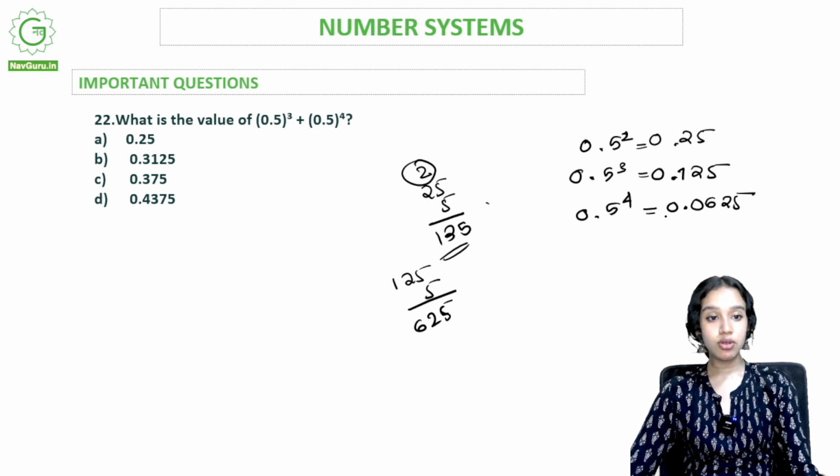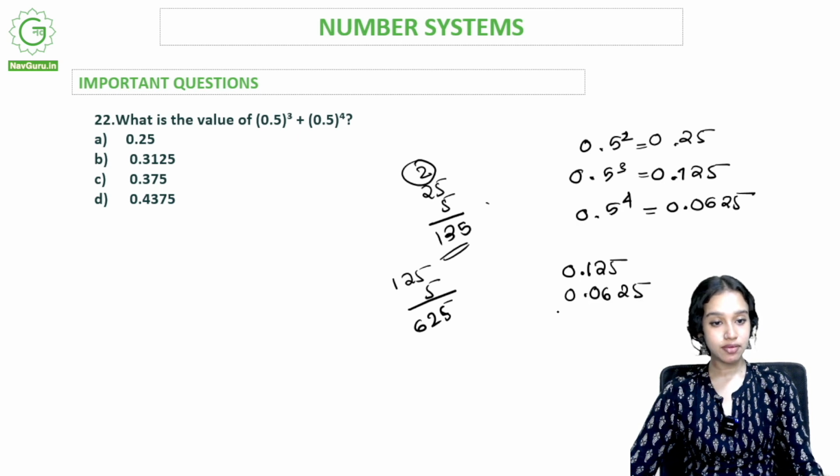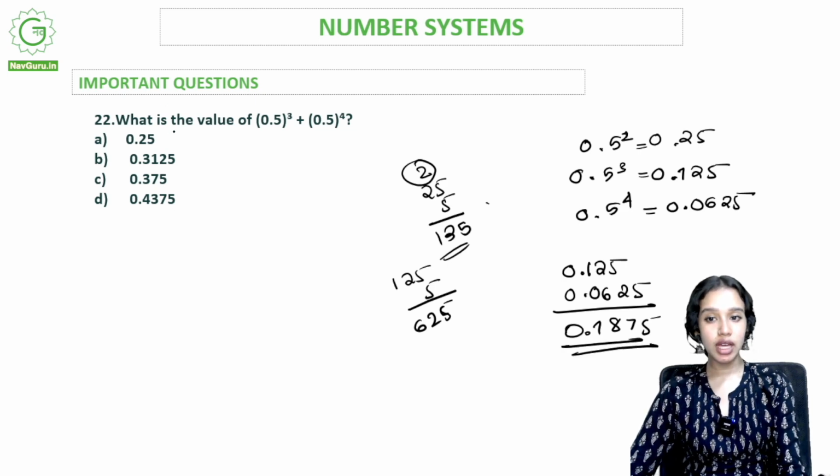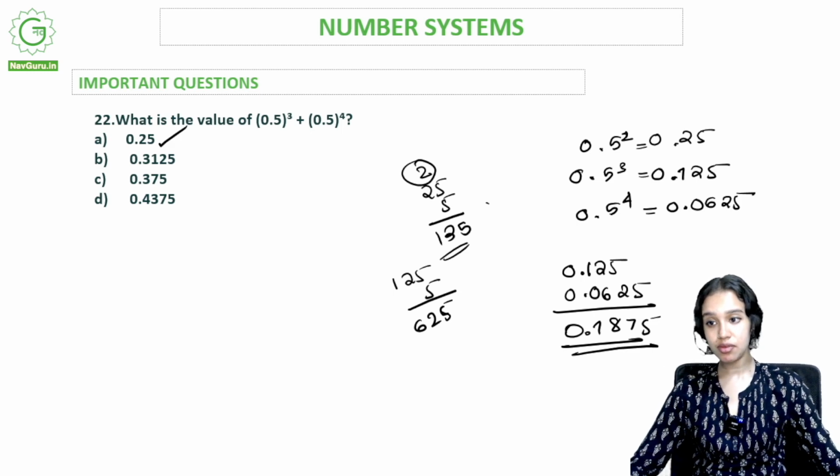So now we have to find the sum of this, which is 0.125 and 0.0625, which is 0.1875. The closest value we have here is 0.25, so we're marking this as the answer.